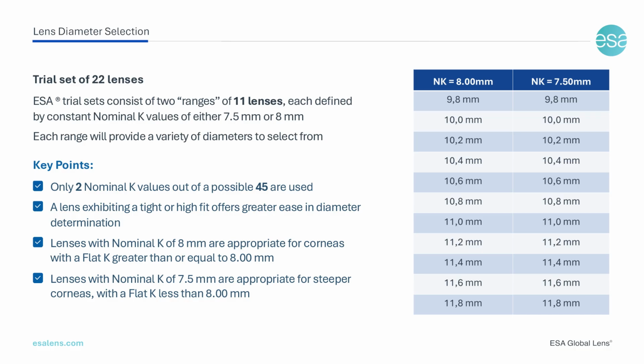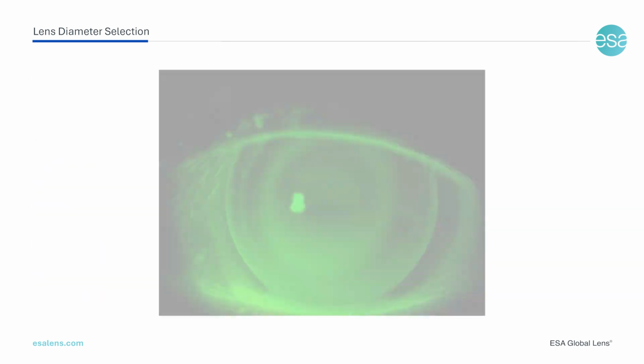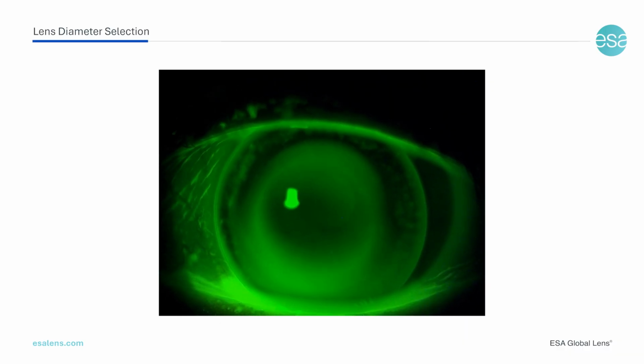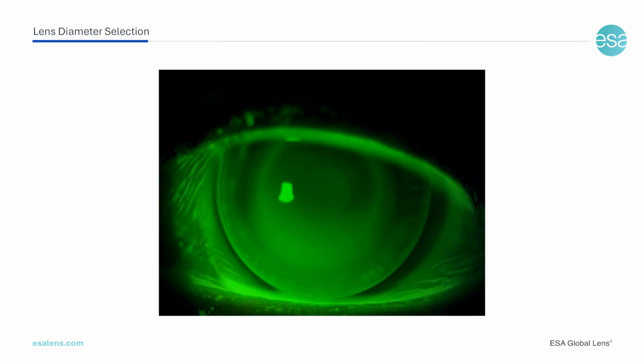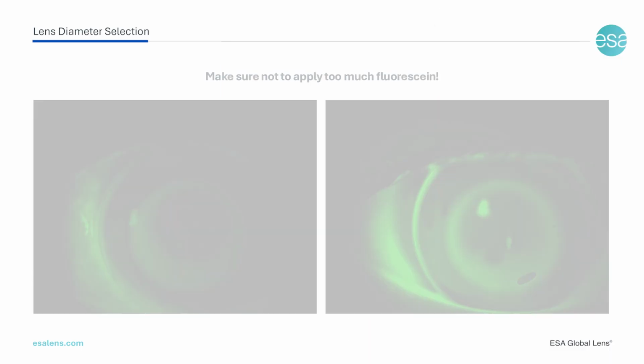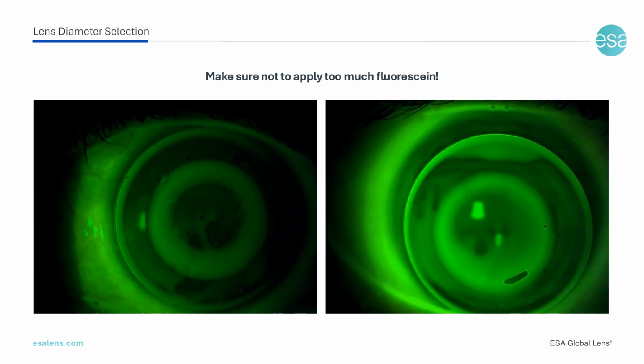On exceptionally steep corneas, where flat K is less than 7.3 mm, a nominal K of 7.5 mm will result in a relatively shallow fit. However, such cases are clinically rare and unlikely to impact standard fitting workflows. For such cases involving extreme corneal steepness, a third series with a nominal K of 7 mm is available upon request. Excessive fluorescein application should be avoided.